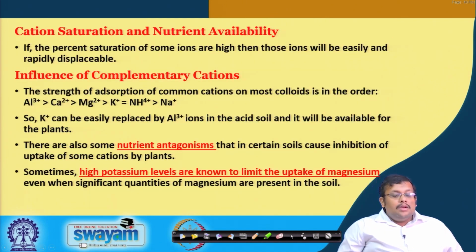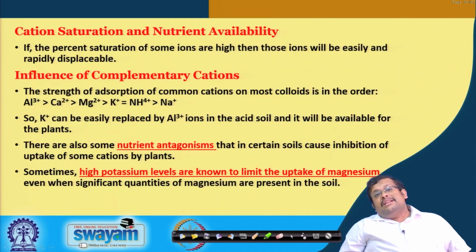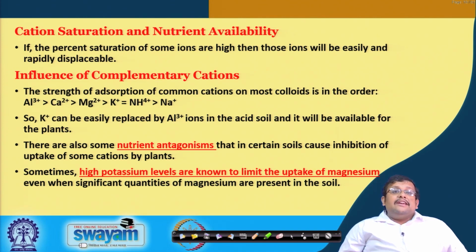Now, cation saturation and nutrient availability. You know that if the percent saturation of some ions is high, then those ions will be easily and rapidly displaceable. Obviously, if the percent saturation of some ions is high, it means they have higher cation occupancy, so they will be easily and readily displaceable.